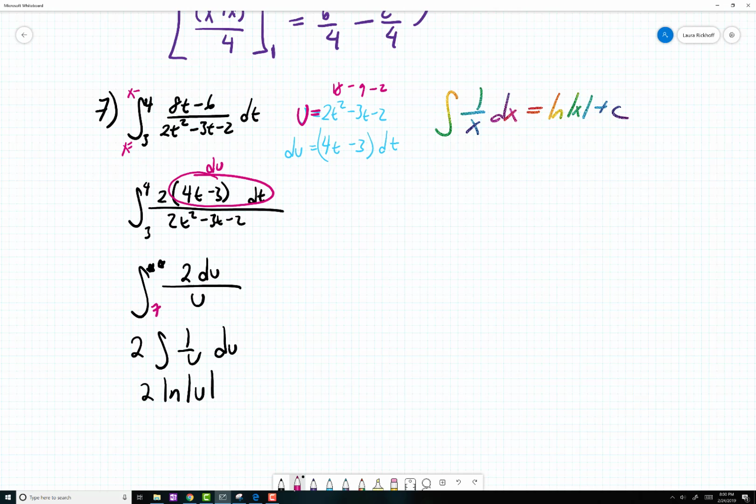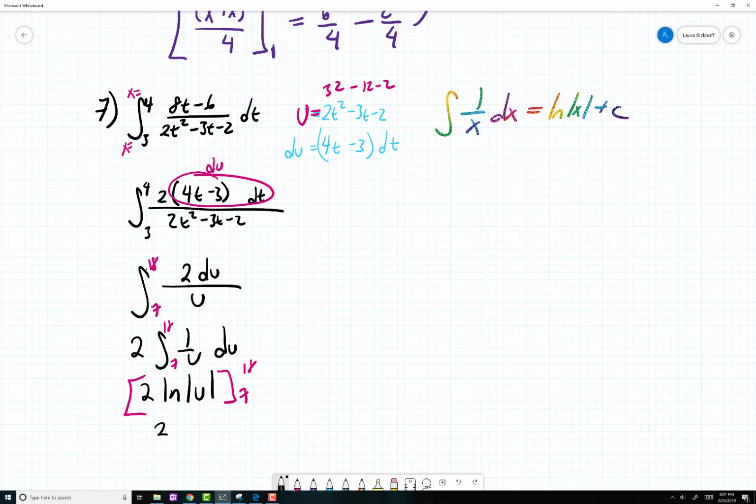And then when x is 4, 4 squared, 16, 32 minus 12 minus 2, so that's 18, I guess. That's the idea. So then you can do from 7 to 18. So now you're going to evaluate this from 7 to 18.